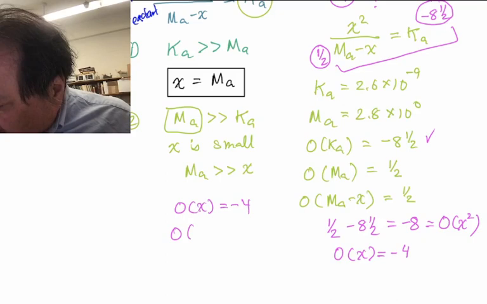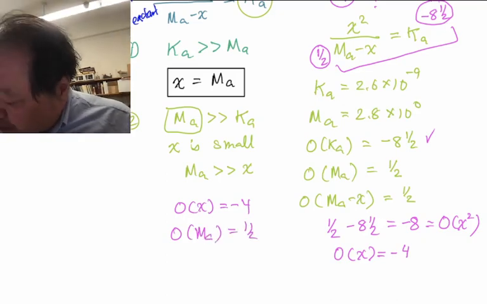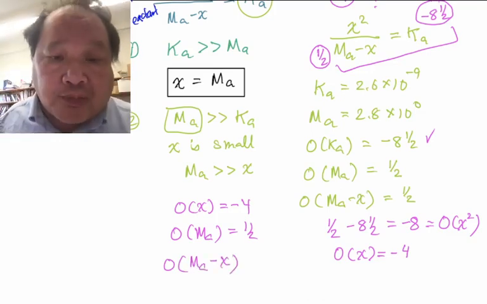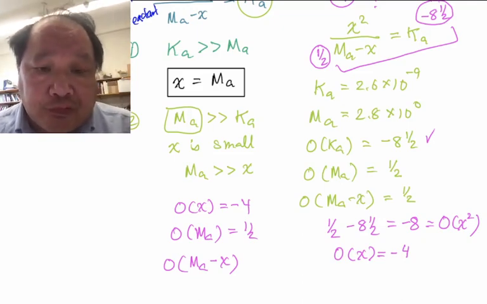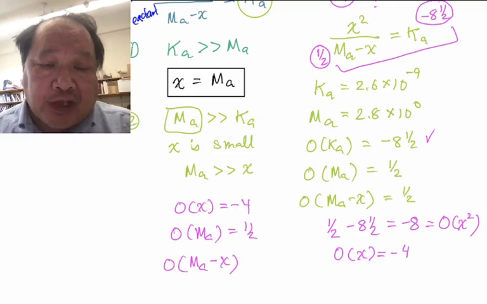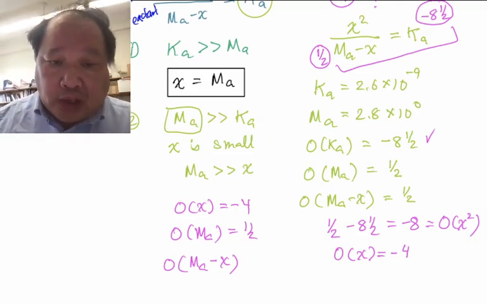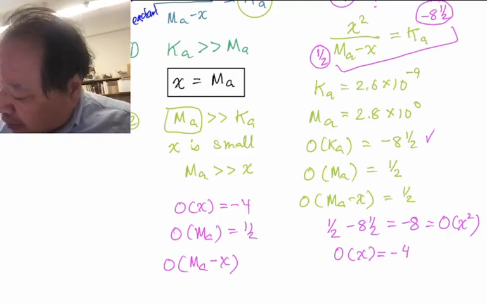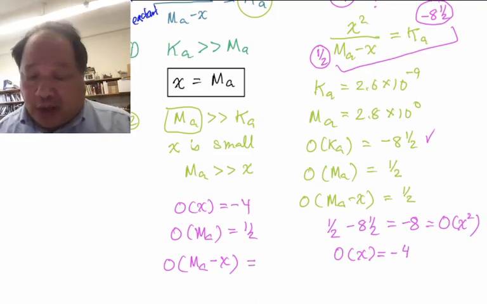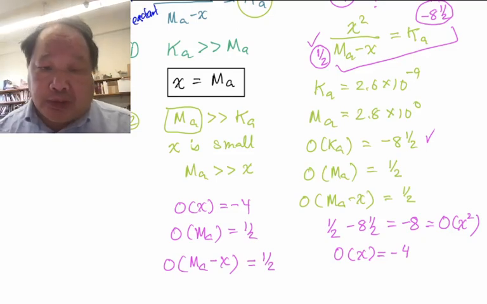The order of magnitude of Ma, on the other hand, was 1/2. A number that's of order of magnitude 1/2, when you subtract a number 50,000 times smaller than it, it just doesn't change to 2 sig figs. Just a tiny amount of Ma went away. So indeed, the order of magnitude of Ma minus X is also 1/2, which was the assumption that we made.